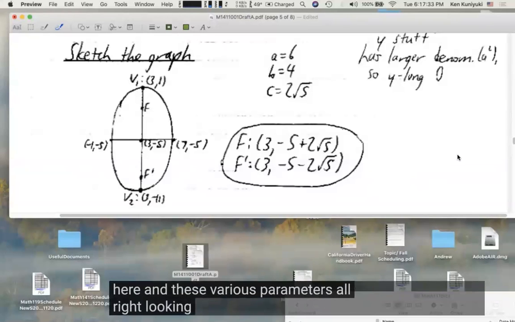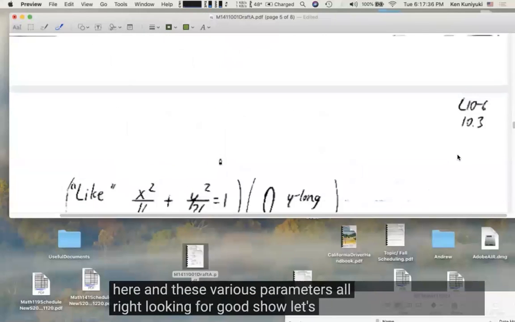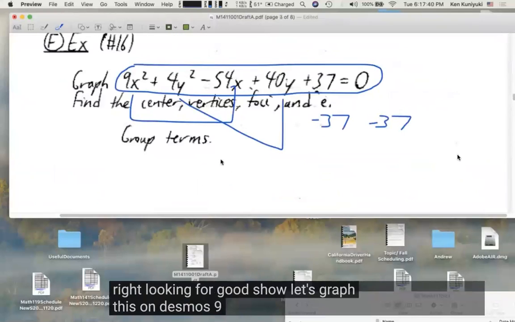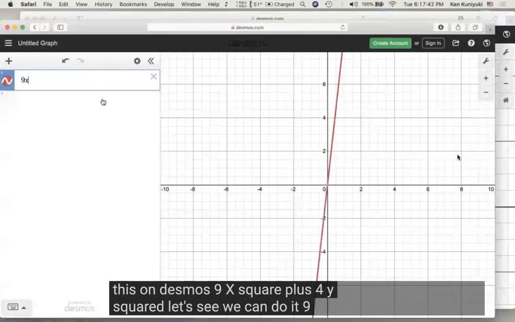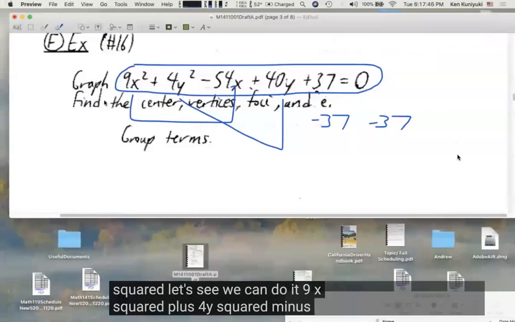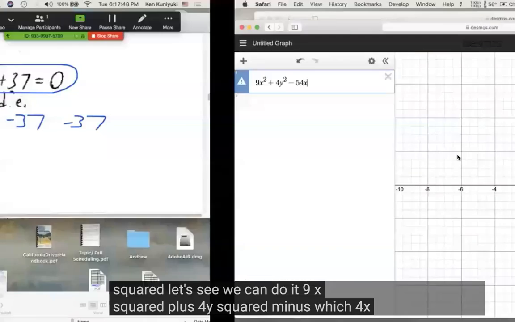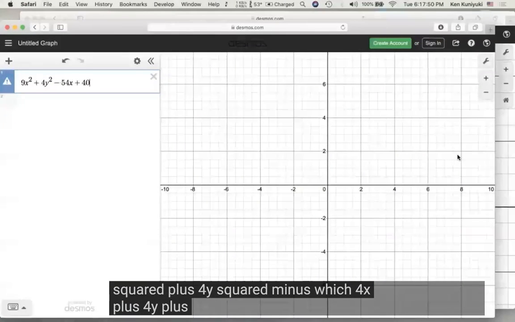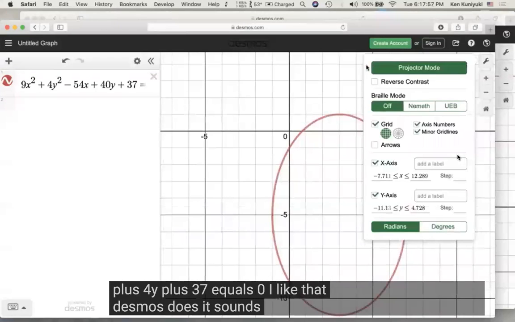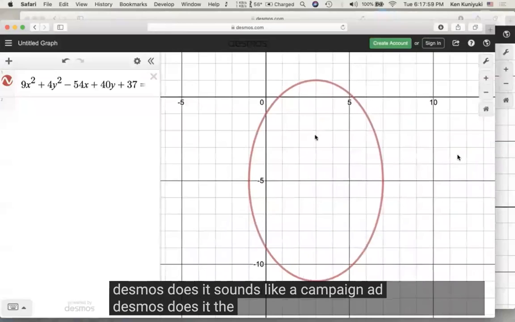All right. Again, for good show, let's graph this on Desmos. 9x squared plus 4y squared. Let's see if we can do it. 9x squared plus 4y squared minus 54x plus 40y plus 37 equals 0. How do you like that? Desmos does it. Sounds like a campaign ad. Desmos does it.